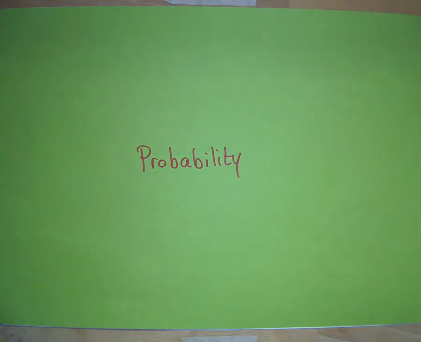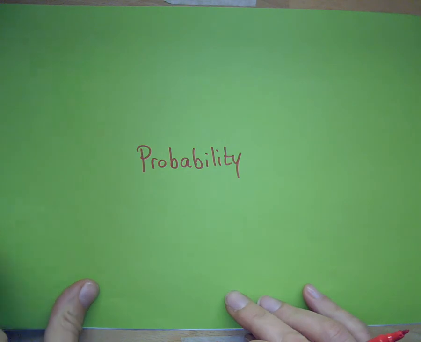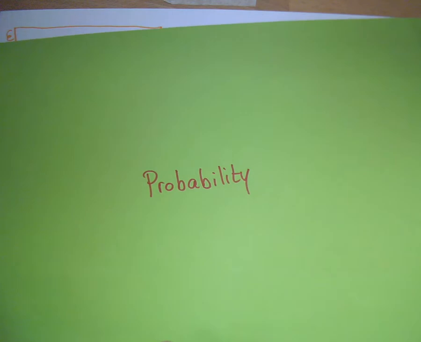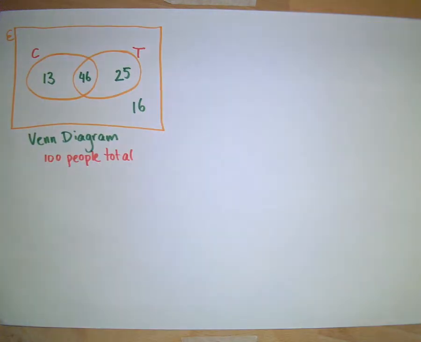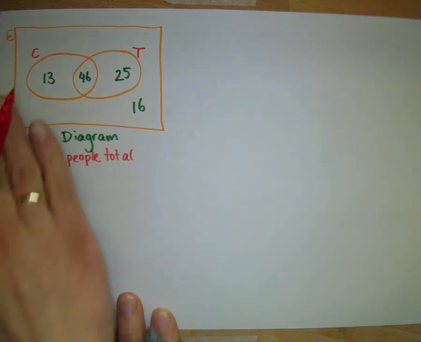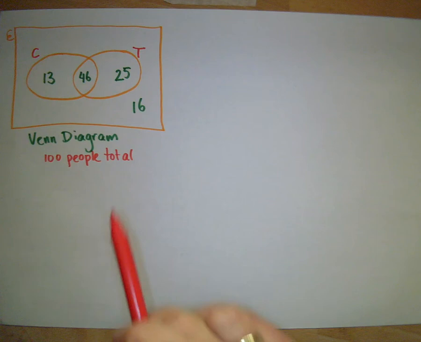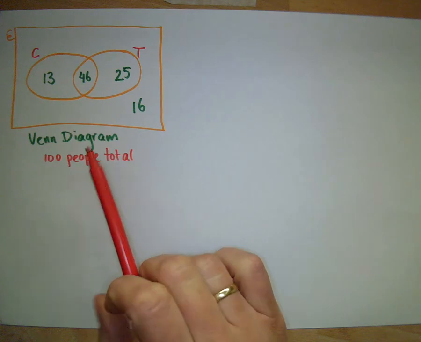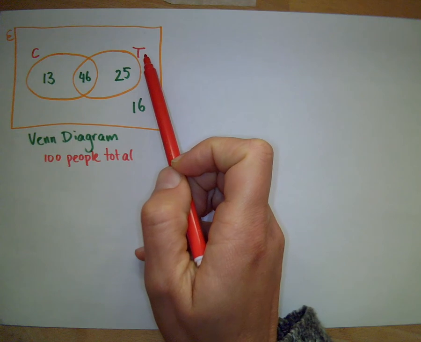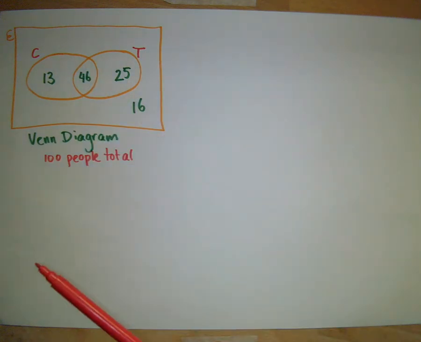We're doing probability. We're going to do something cool. We're going to combine something we learned before, Venn diagrams, and calculate some probabilities with that, which is kind of cool. Imagine we have a survey. 100 people were asked whether they like coffee or tea. And this diagram shows what their answers were.